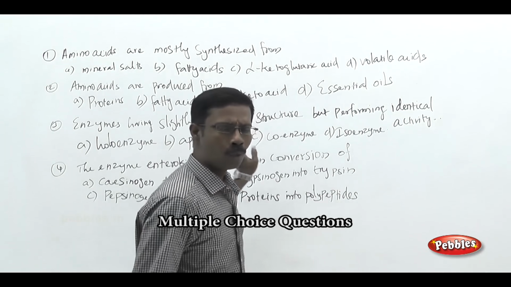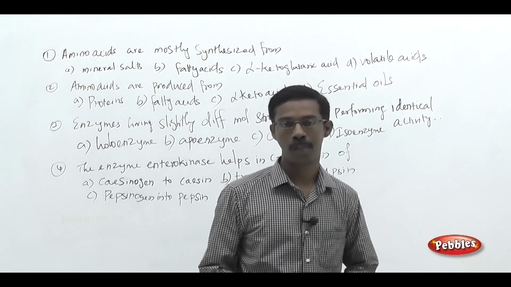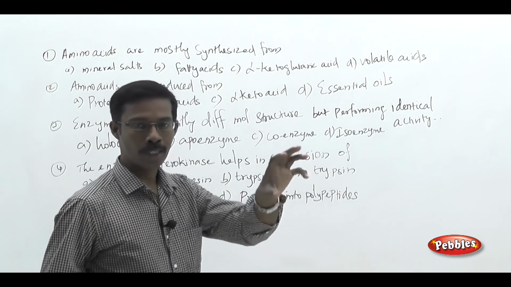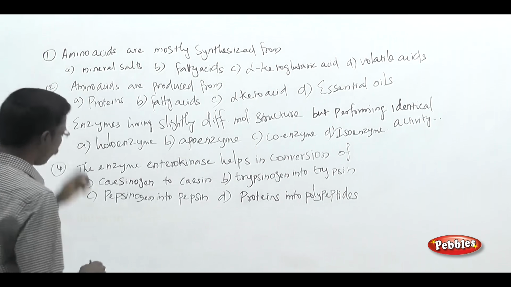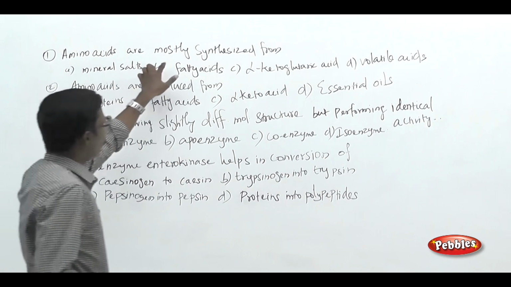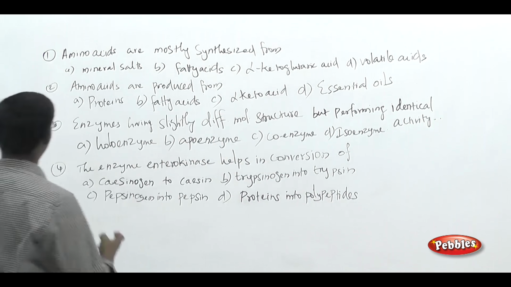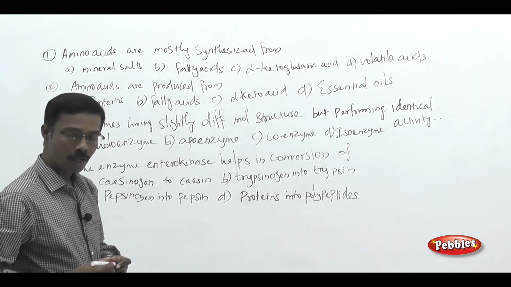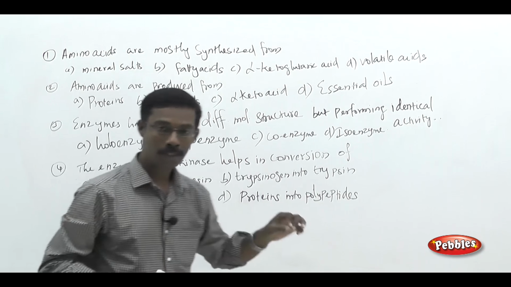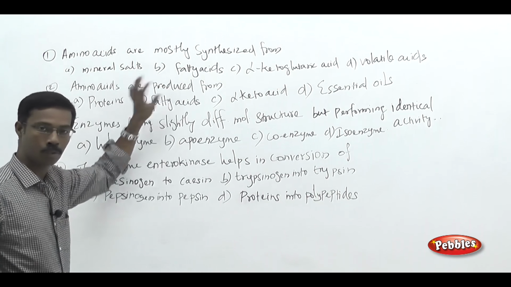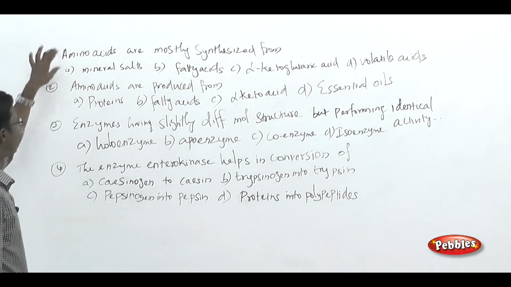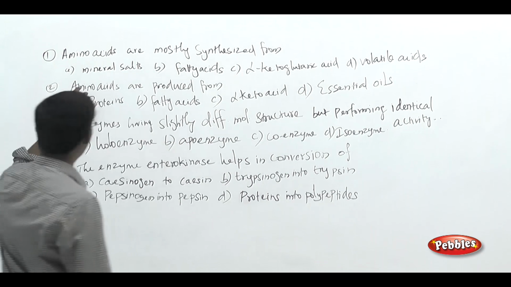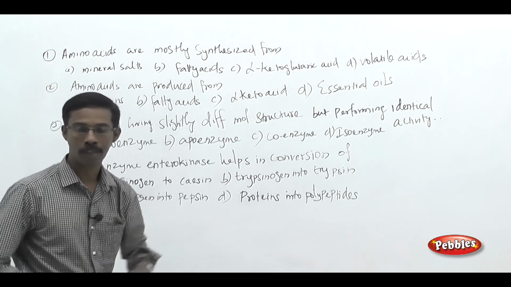Hi students, and today we are going to continue the questions from the same unit, the biomolecules. Today we are going to see the questions we can expect from the topic amino acids, proteins and enzymes. So see the first question: amino acids are mostly synthesized from. Just compare it with the second question: amino acids are produced from. For your kind information, both questions were asked in the same year, NEET 1992, I think. You have to differentiate these two questions.